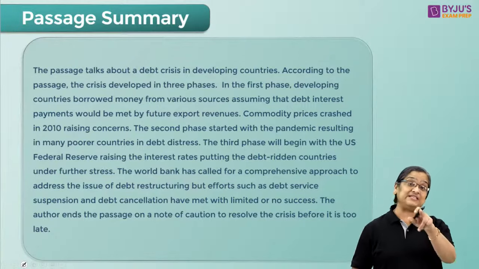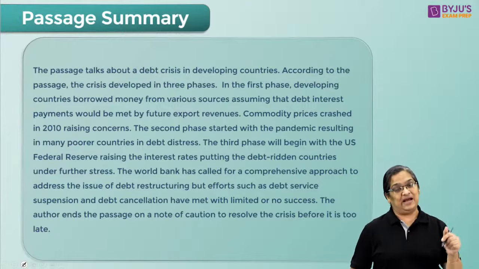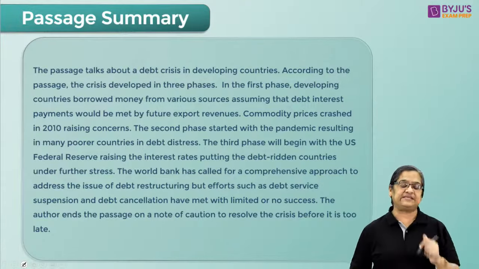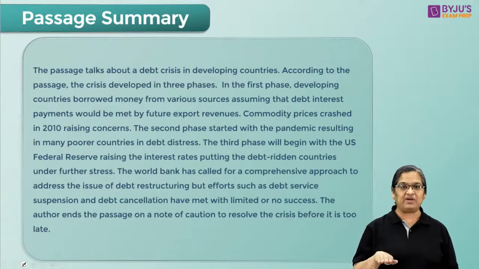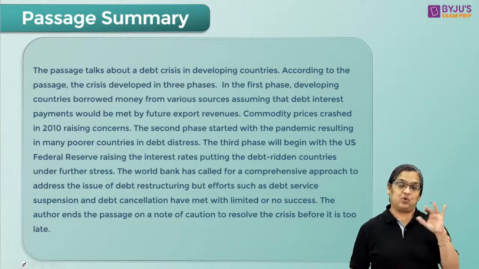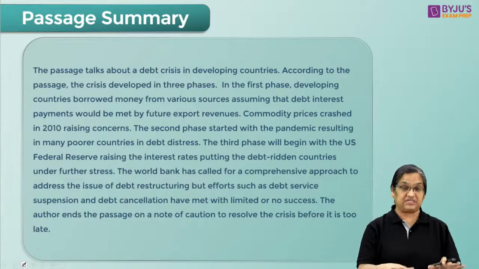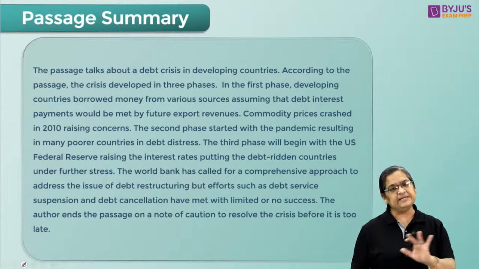The third phase, he says, will begin when the United States decides to increase its interest rates. So one, we are already having a problem, we are in debt, we are paying interest, US is going to increase the interest rate. So of all 3 phases, the third phase is yet to happen, the author says when he wrote this passage, and he says this is the problem.